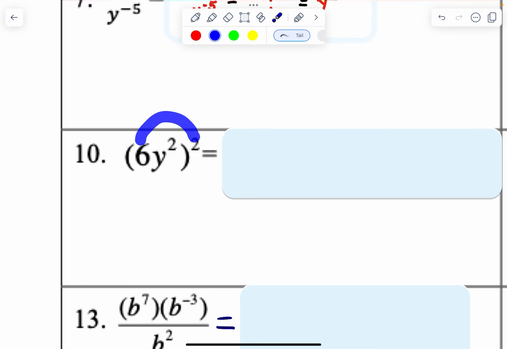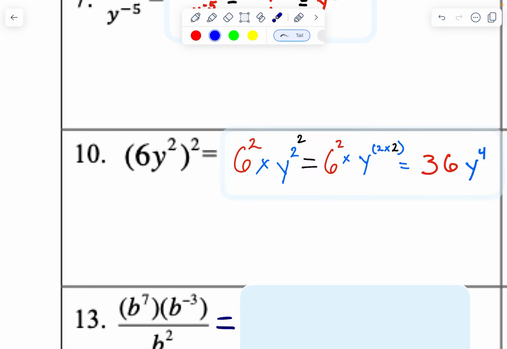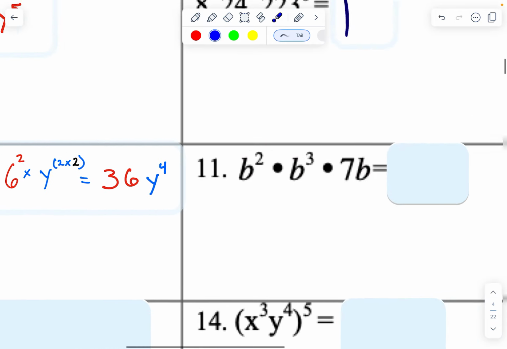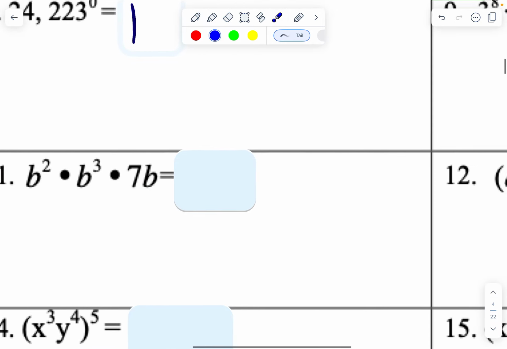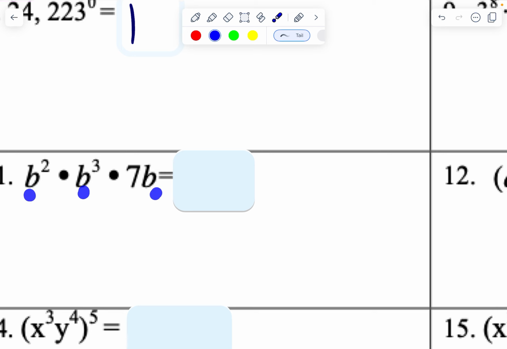I'm going to distribute my exponents here, so I get 6 squared, or 36, and y squared to the y squared squared, so I multiply those together, so I get 36y to the 4th. Bases are the same, so I'm just going to add my exponents and keep that coefficient in the front. I get 7b to the 6th.